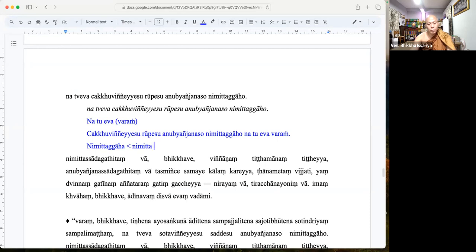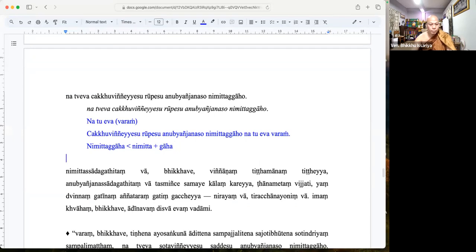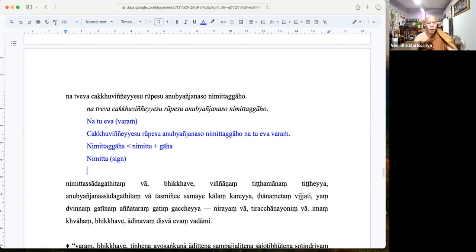So nimitta and the gaha. Okay. Nimitta means sign. Nimitta means sign. So gaha means actually taking or grasping. So gaha is now the form. So grasping. So that is nimittagaha.